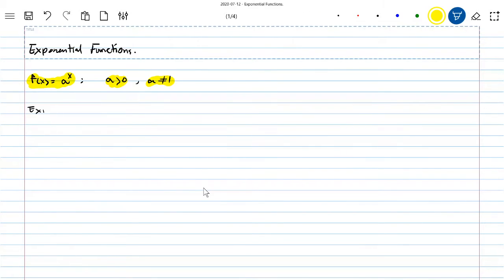Okay, let's look at a couple of examples. For example, f of x equal to 2 to the power x. That's the simplest function. You can calculate. If I ask you what is f of 3, then you say this is 2 to the power 3. What is 2 to the power 3? Simply 8. So there should be a point, sorry, 3 and 8 on the graph.